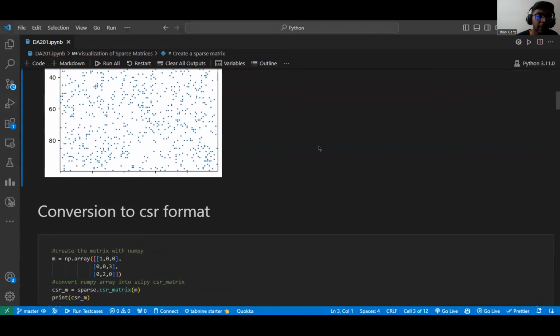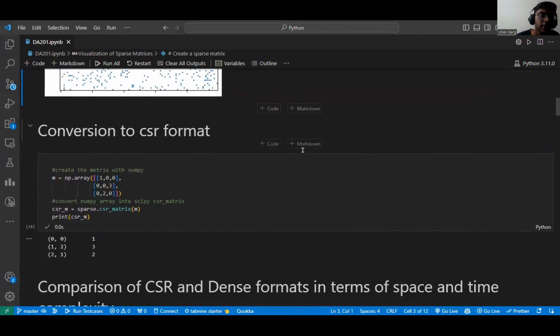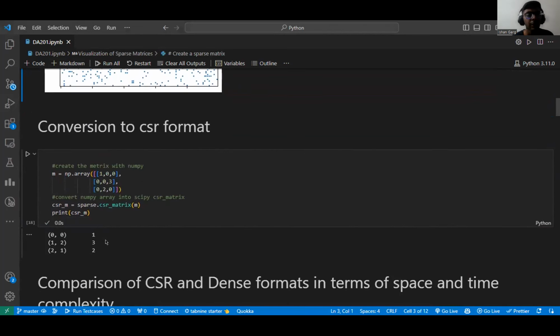Now, how do we convert to CSR format? You can see the SciPy library already contains a direct method for converting a matrix into a CSR matrix. We just have to call sparse.csr_matrix(M). With this, we can convert any matrix to a sparse representation in CSR format. And we can see the answer is correct and we can compare it to our result.